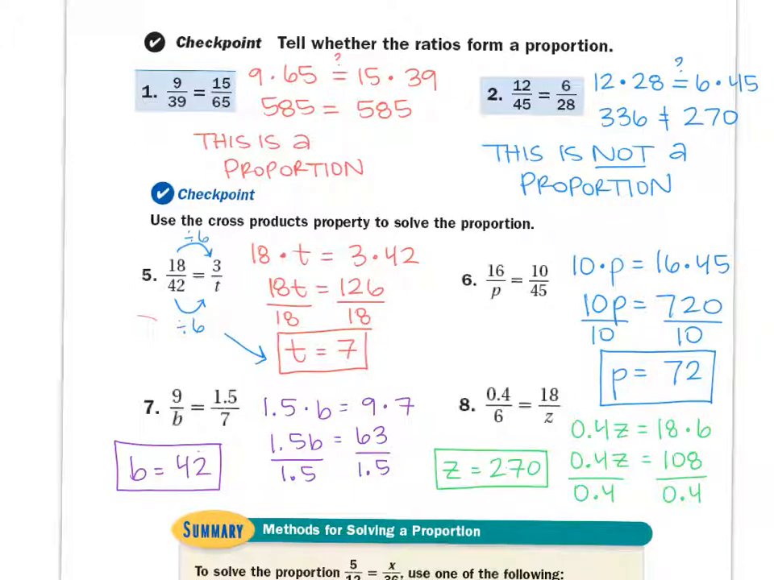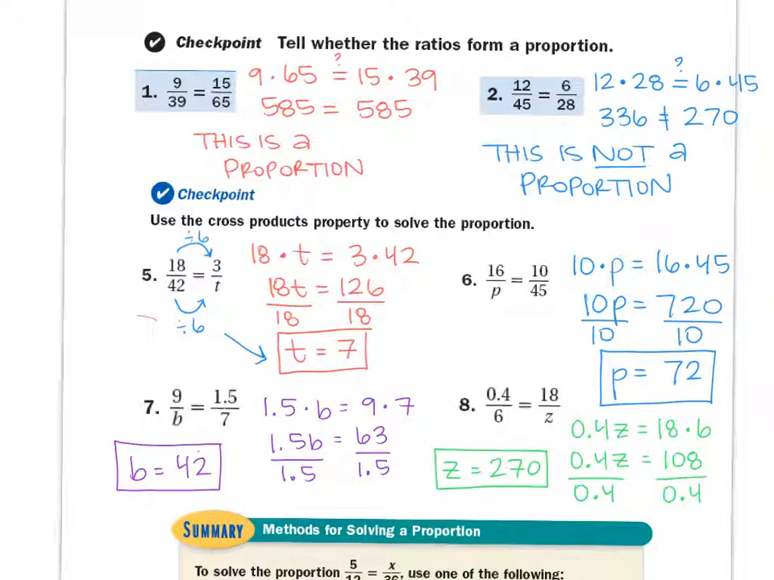18 times 6 is 108. To get the z by itself, I need to divide each side by 0.4. And when I do that, I get that z equals 270. So this method is called using cross products. And you can use your calculator, but you want to make sure that you show all your work.